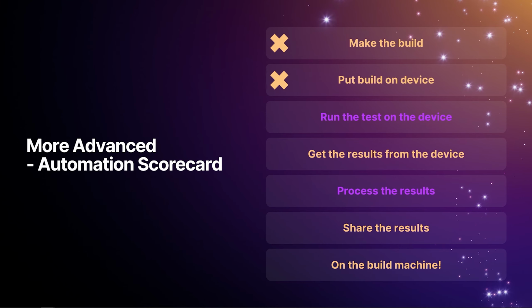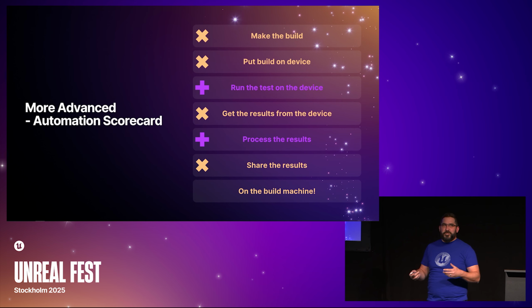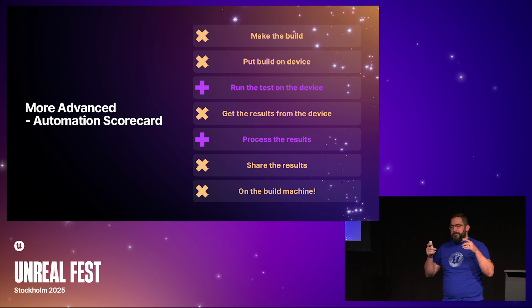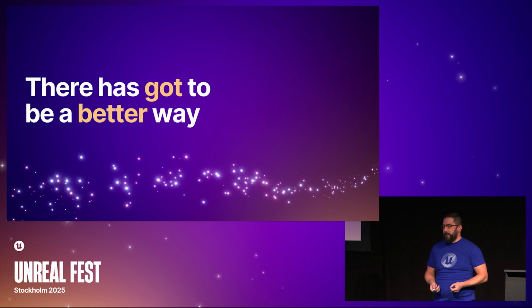Still kind of had to make the build, put the build on the device, but I could really quickly run the test on the device. I'd have to pull the results, I'd have to go onto the dev kit and pull the insights trace out of the saved folder, but I could really quickly process the results. And I was sharing the results on Google Sheets, and none of this was running on the build machine. And at this point, you are thinking the thought that defines tech art, which is there has got to be a better way, right?